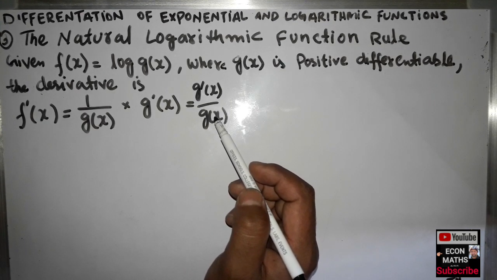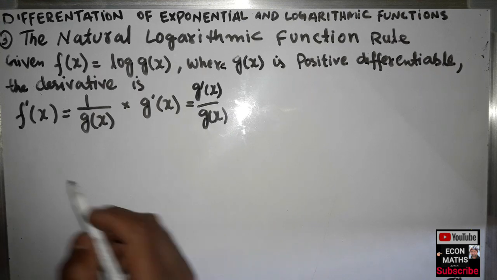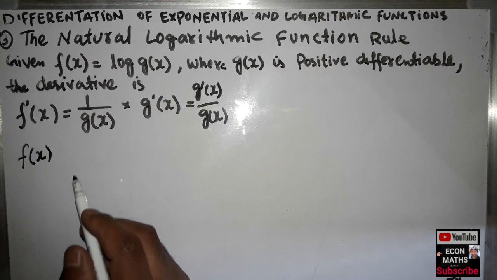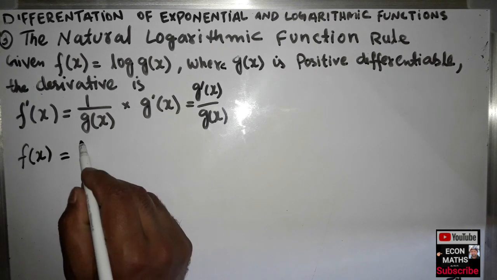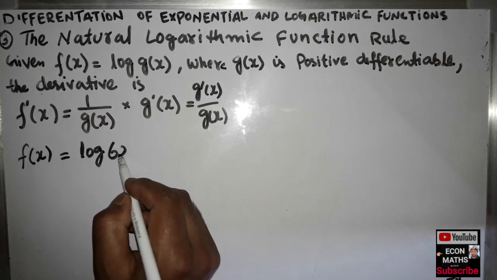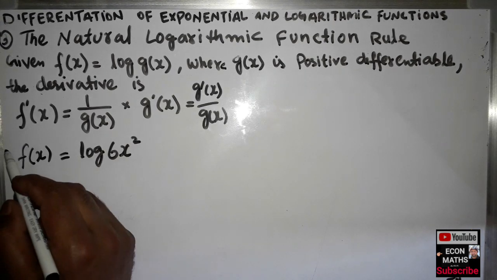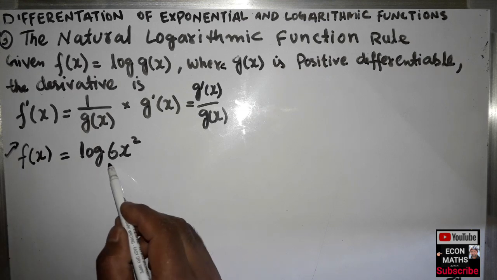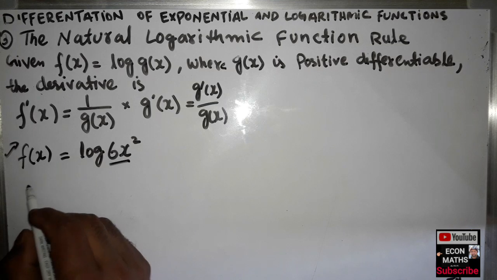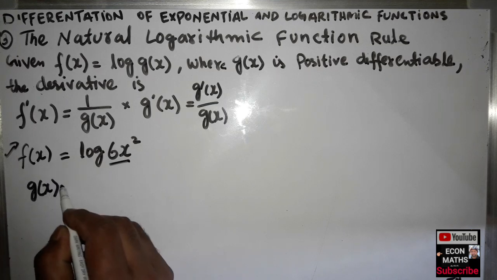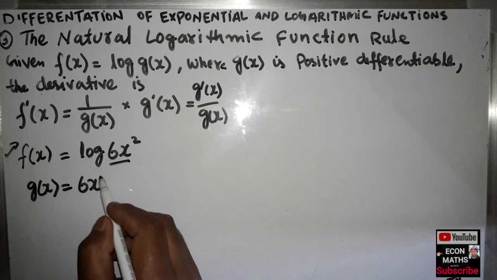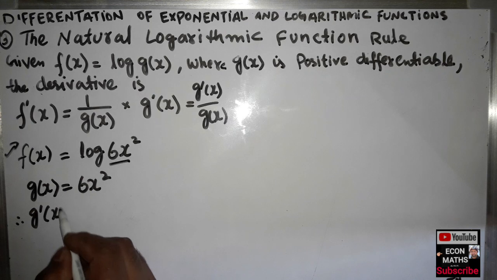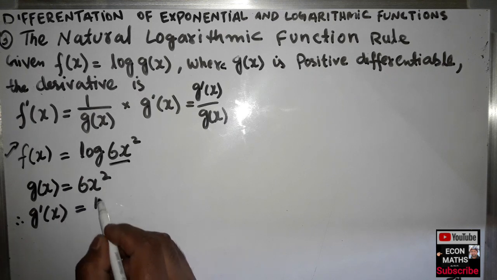Now we will see an example. Let us say we have f of x is equal to log of 6x square. This is our logarithm function. Now we will put this equal to g of x. Let g of x be equal to 6x square. Therefore g dash x is equal to 12x.